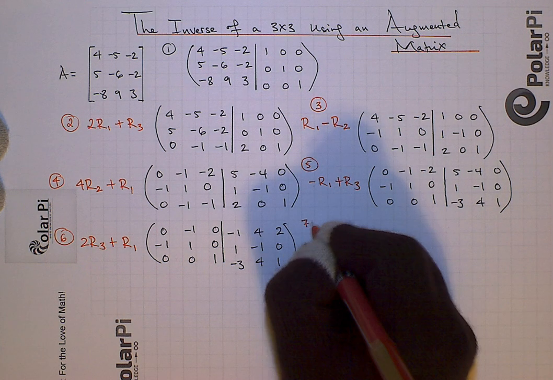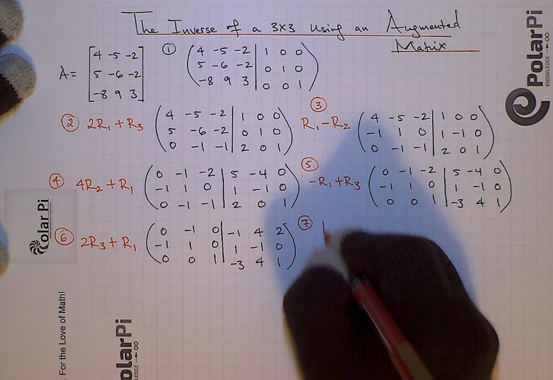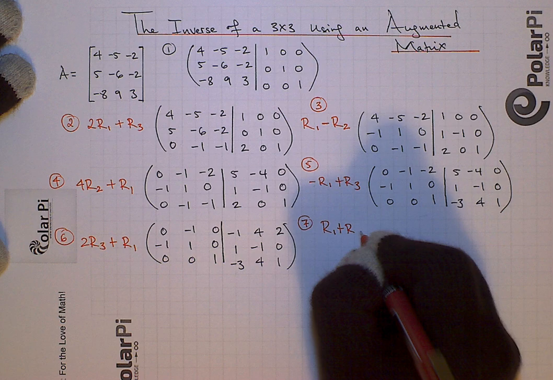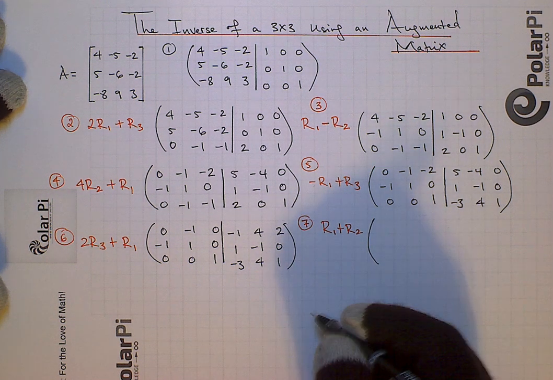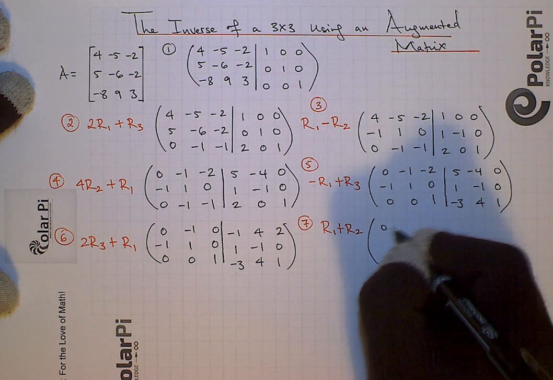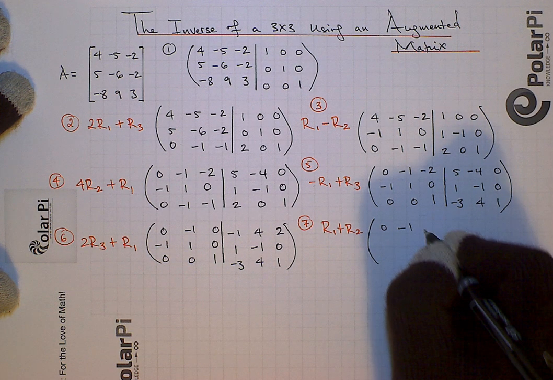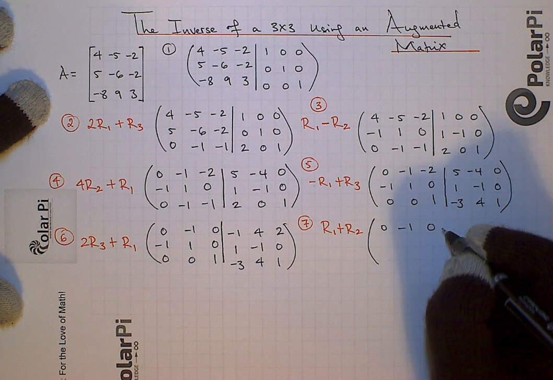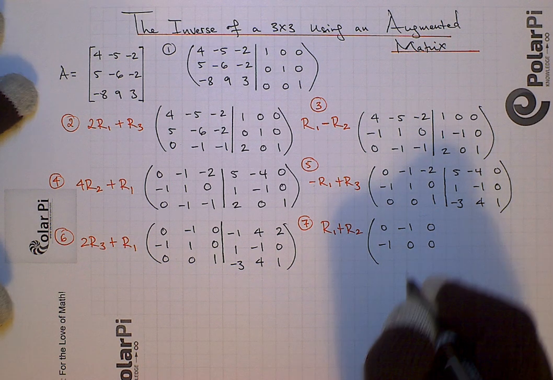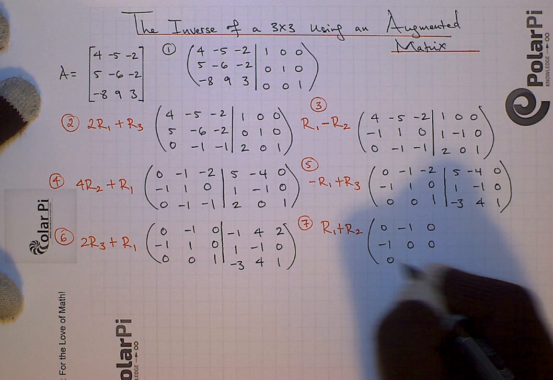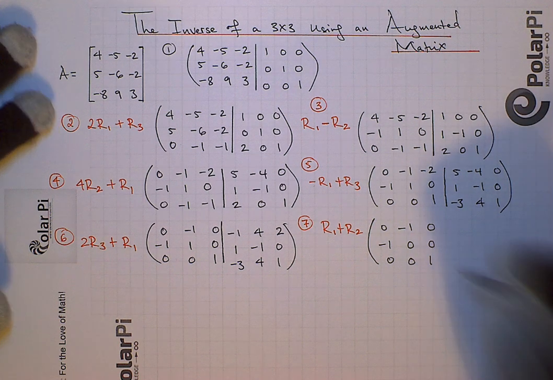Number 7 will be row 1 plus row 2 for me. So row 1 plus row 2. And I think this is a good move. And what that'll do is this. 0, and this is going to affect row 2, right? So 0, negative 1, 0. Then we'll have negative 1, 0, 0, nice. And then we'll have 0, 0, 1, and the third row has settled in nicely for us.